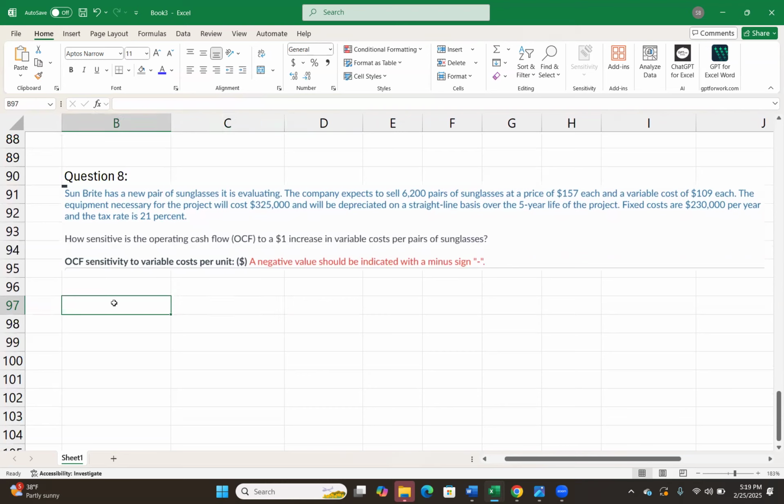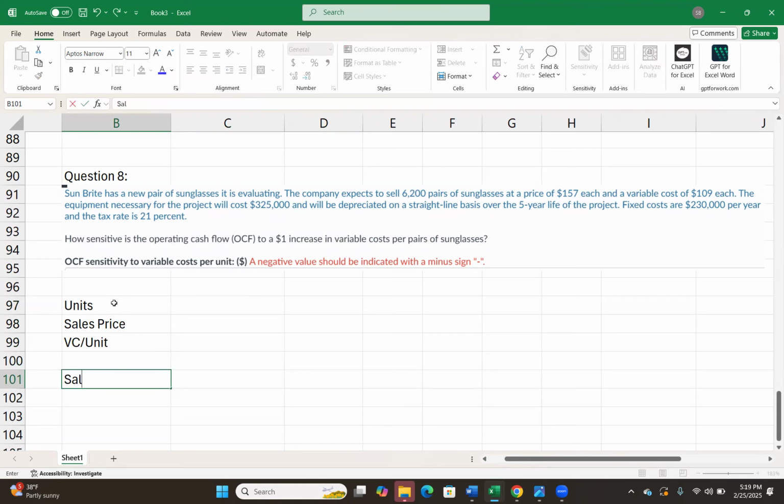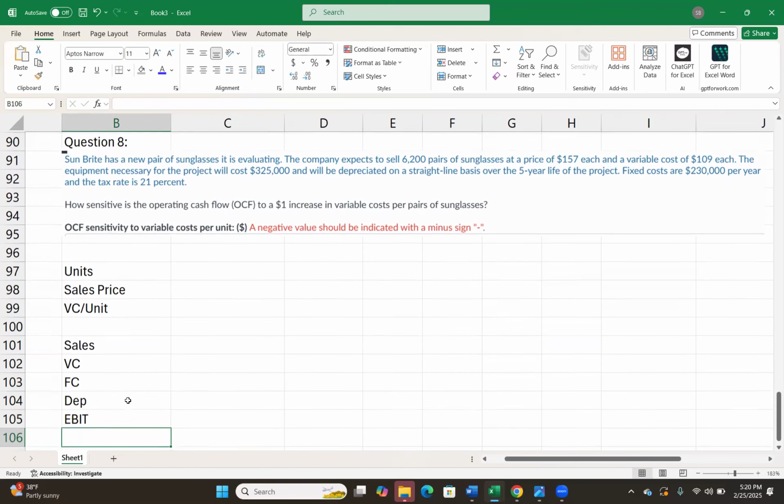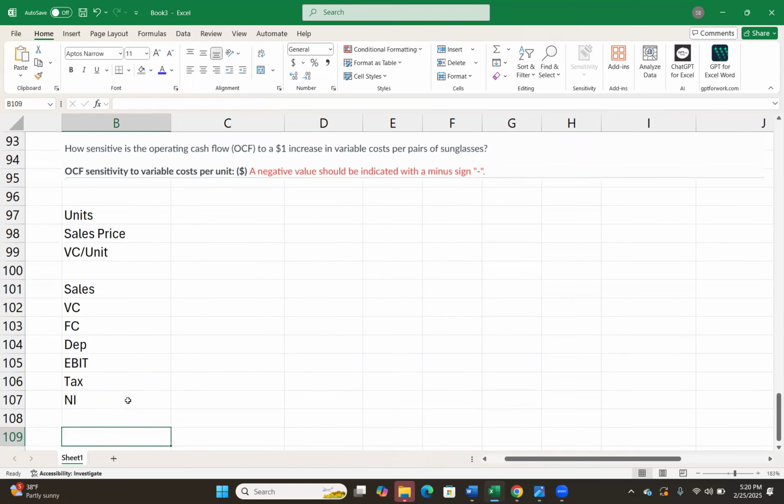Okay. Sunbright has a new pair of sunglasses. I already read this. Okay, units, sales price, variable cost per unit. Okay, and then let's get this started. Sales, variable cost, fixed cost, depreciation. That doesn't need to be capital. Okay, sales, variable costs, fixed costs, depreciation, EBIT, tax, net income, OCF.